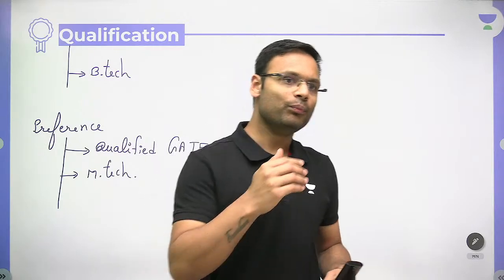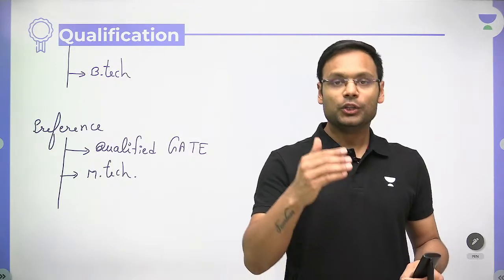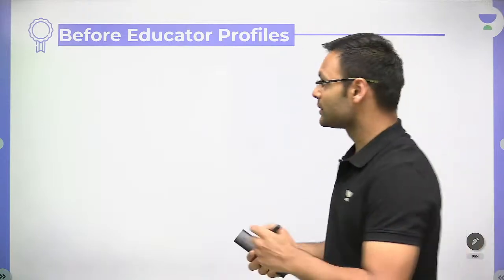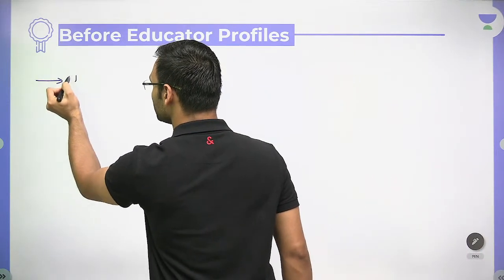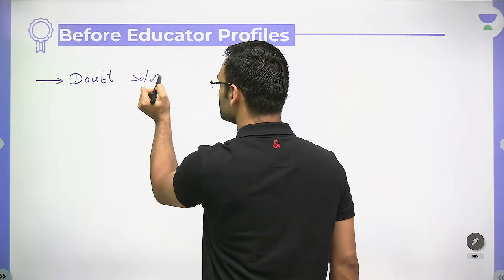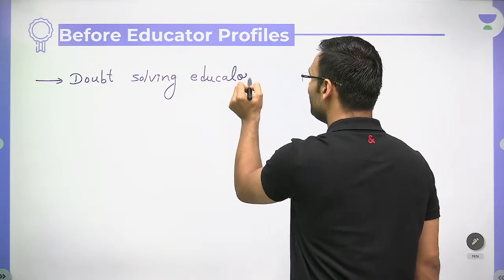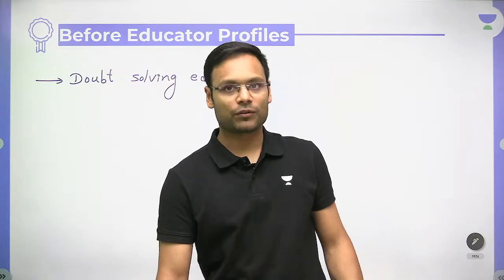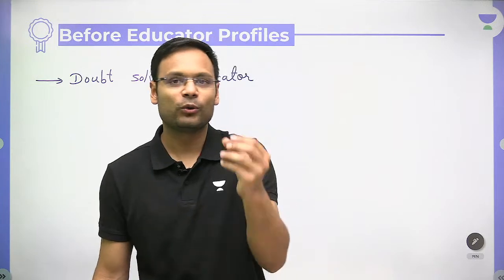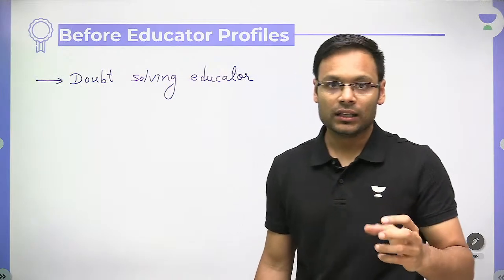So before you are selected, or if you don't want to take chances, you should first try other profiles. What kind of other profiles? You can become a doubt solving educator. In some companies, there are so many institutions where you can work as a doubt solving educator. It means you will be taking classes, but you will just solve the doubts of students. When you solve the doubts of students, you will slowly build that teaching skill, that explanation skill, right?